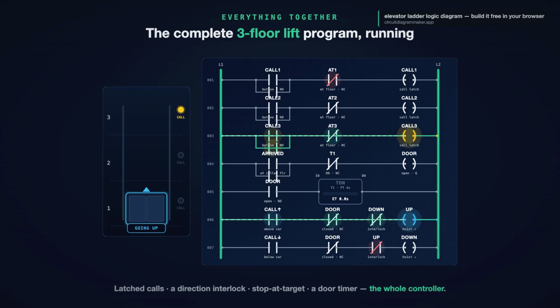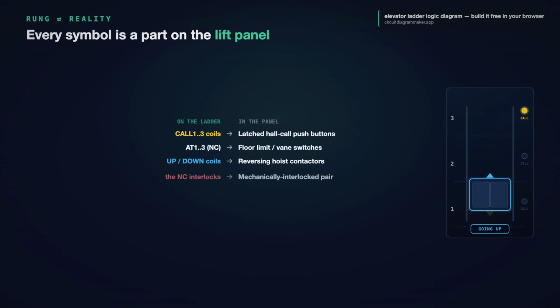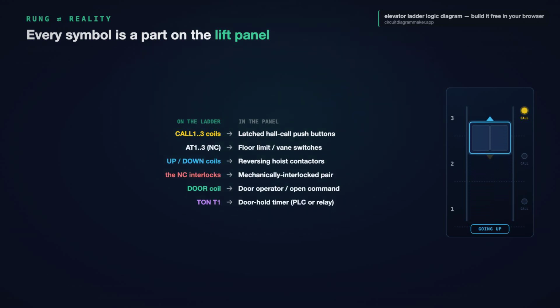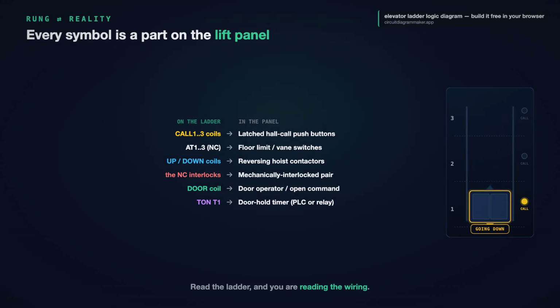And none of this is abstract. Every symbol is a part on a real lift panel. The call coils are the latched hall call push buttons in the landing fixtures. The at contacts are the floor limit or vane switches down the shaft. The up and down coils are the reversing hoist contactors in the machine room, and the normally closed interlocks between them are that mechanically interlocked contactor pair. The door coil is the door operator open command, and the TON is the door hold timer, a dedicated relay on an old panel or just a timer instruction inside the PLC. Read the ladder, and you are reading the wiring of the panel.